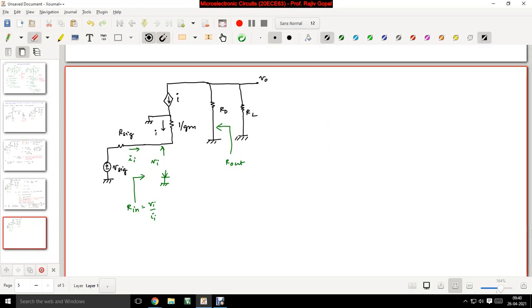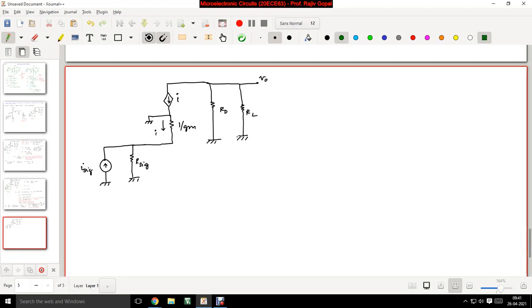So erase this part. This part is not needed. This I'll remove and I'll replace it with R signal and I signal, both of which are grounded. So the current which we already saw earlier, this current which is flowing like this, that is Ii, right?